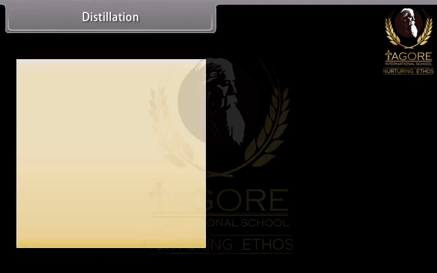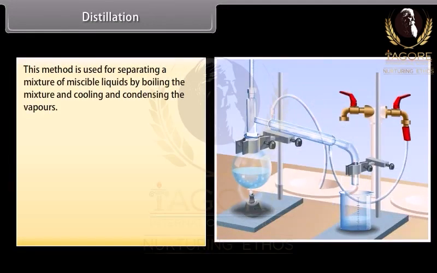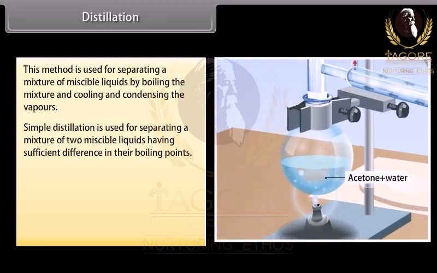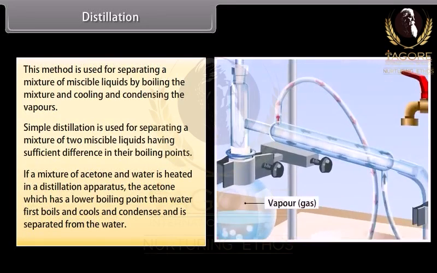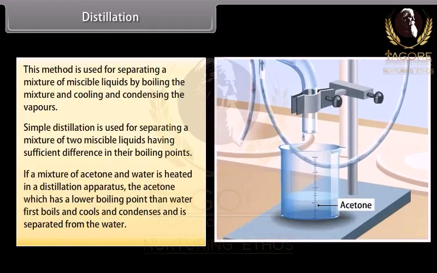Distillation. This method is used for separating a mixture of miscible liquids by boiling the mixture and cooling and condensing the vapors. Simple distillation is used for separating a mixture of two miscible liquids having sufficient difference in their boiling points. If a mixture of acetone and water is heated in a distillation apparatus, the acetone, which has a lower boiling point than water, first boils and cools and condenses and is separated from the water.